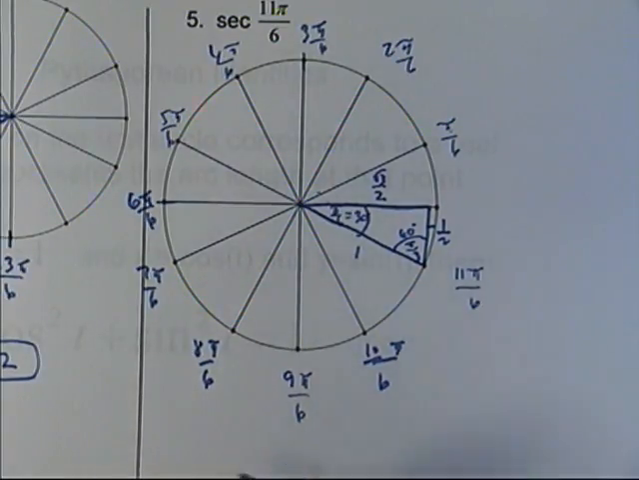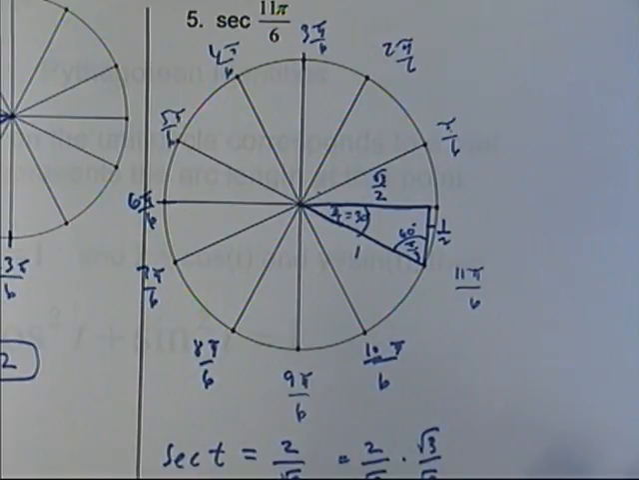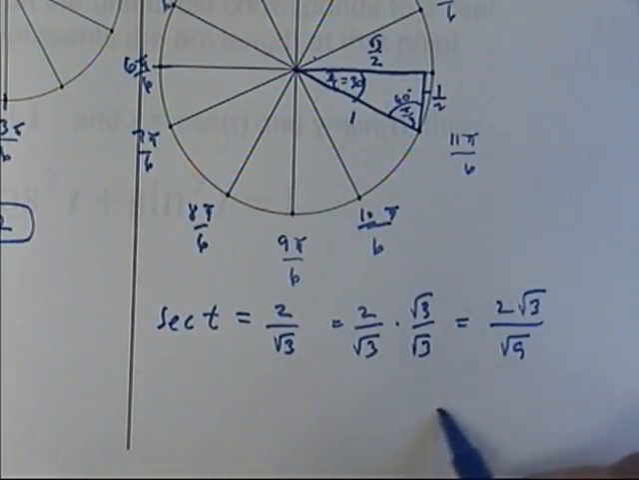Okay, so what is the secant of this angle t, which is 11 pi over 6? Well, it's the reciprocal of the cosine. The cosine is your x value. So if I take my x value and flip it upside down, I get that. And again, we're going to have to multiply by the square root of 3 over the square root of 3 to get the radical out of the denominator. So I get 2 times the square root of 3 over the square root of 9, which is 2 root 3 over 3.